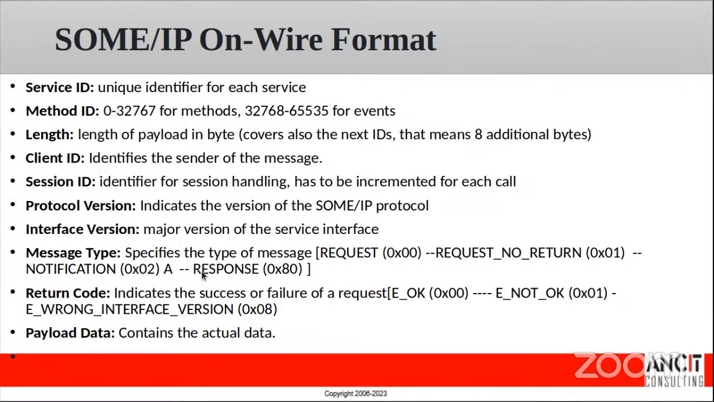The return code will indicate whether the data is delivered successfully or not, and whether any error occurred. That will be updated in the return code. Here EOK means 0x00. If we receive 00, the data was received successfully. If we receive 1, the data was received corrupted or with an error. If we receive 0x08, the interface version is wrong. Next, payload data contains the actual data we are sending, maybe images or temperature data or something.